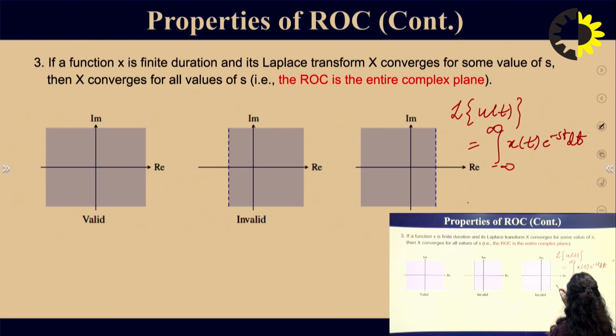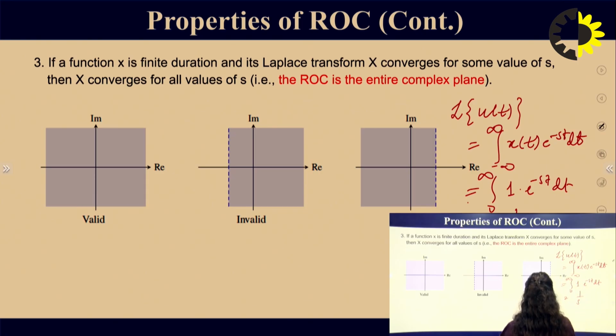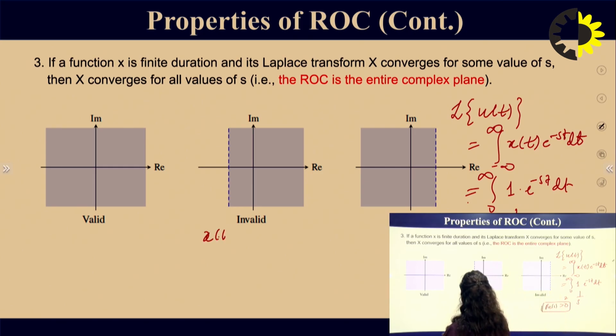In this case you will have the integral from 0 to infinity of u(t) times 1 into e to the power minus st dt. So in this case it is 1 upon s, and here also real of s greater than 0 is the ROC, not the entire plane. But consider x(t) equal to delta t, which is an impulse function.